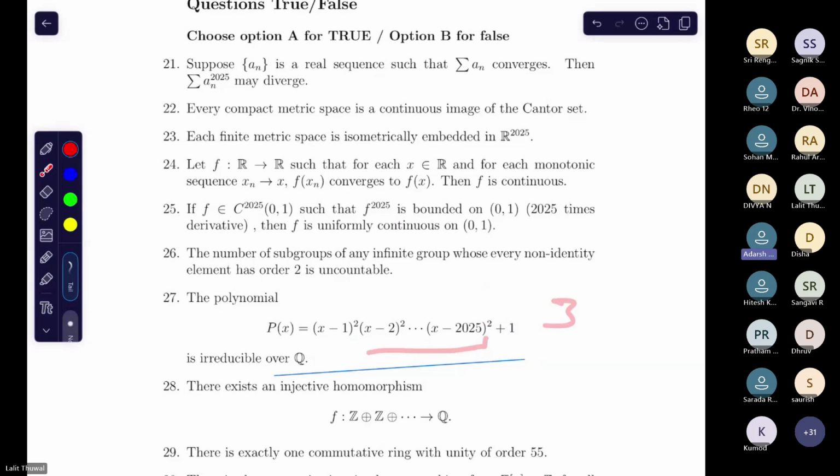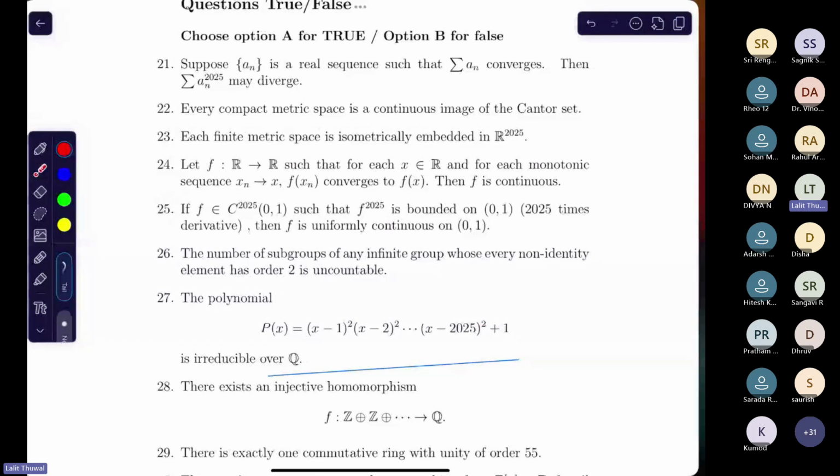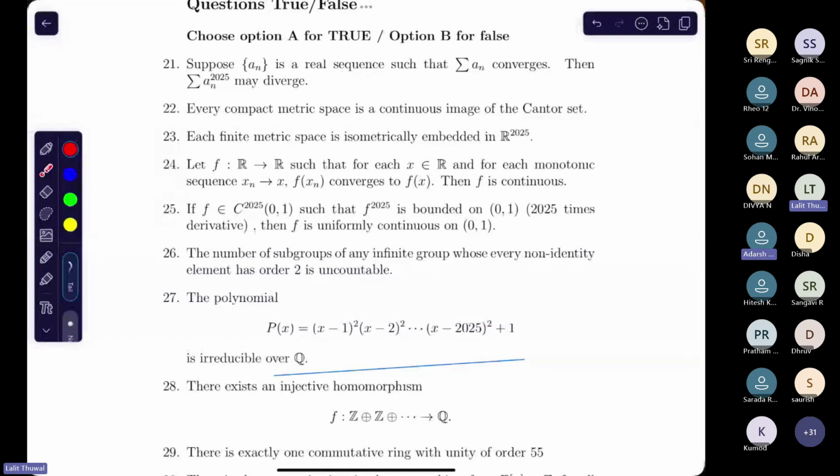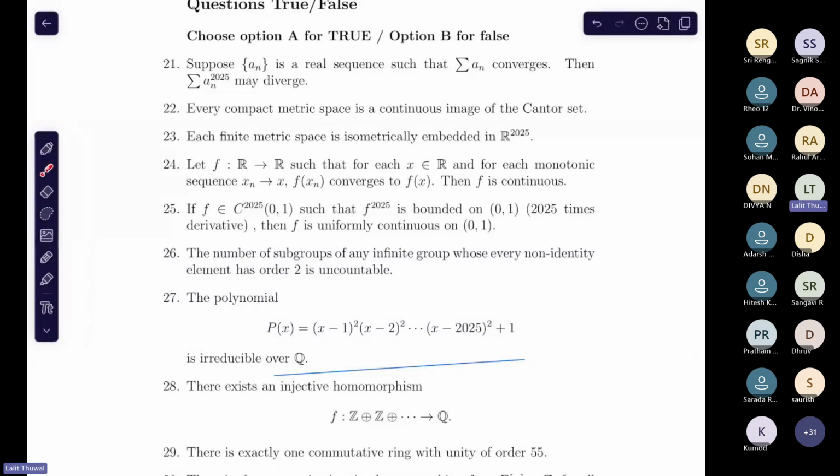So, if x minus p divides P(x), this implies that P(p) should be 0. But how does x minus p divide it? Let us assume that x minus q, where q is an irrational number. Okay, but I'm not getting that. What do you mean to say?